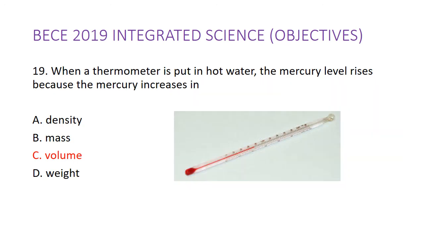Then question 19: when a thermometer is put in hot water, the mercury level rises because the mercury increases in what? Not in density, not in mass, but the volume. So it rises, so it occupies more space. Volume, as we know, is the amount of space occupied by matter.